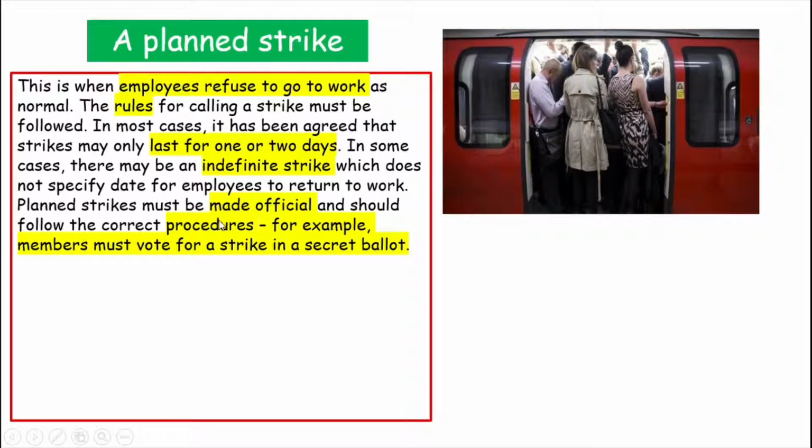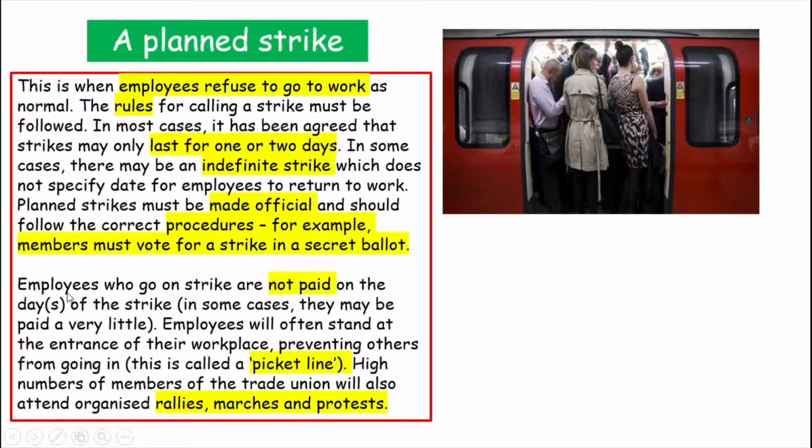Planned strikes must be made official and should follow the correct procedures. For example, members must vote for a strike in a secret ballot. Employees who go on strike are not paid on the days of the strike. In some cases, they may be paid very little. Employees will often stand at the entrance of their workplace, preventing others from going in. This is called a picket line. High numbers of members of the trade union will also attend organised rallies, marches and protests that may take place on the day or the days of the strike.